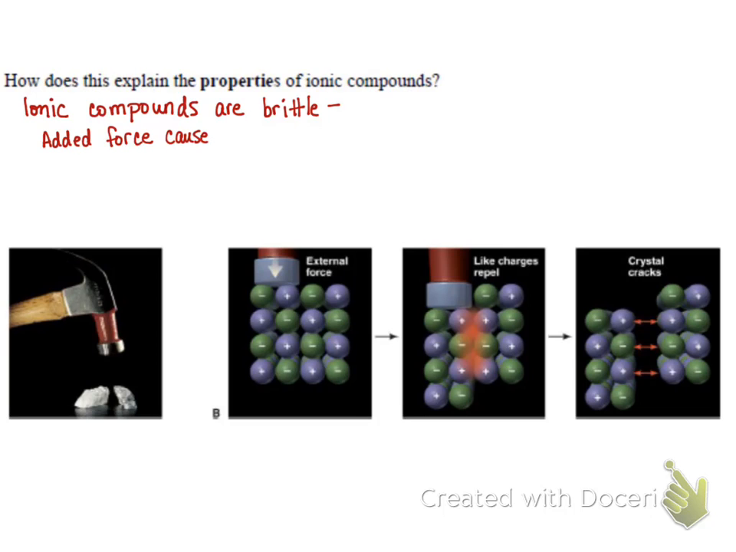How does the lattice structure of an ionic compound help explain their properties? Ionic compounds are brittle. If you hit them with a hammer here, they're going to shatter. And why does that happen? Because they're arranged in this lattice structure. You hit it with an external force here. As you hit it, the cations bump into each other. And then what happens is you've got cations next to each other, anions next to each other, and it causes them to crack. So then they're going to break apart and be really brittle.